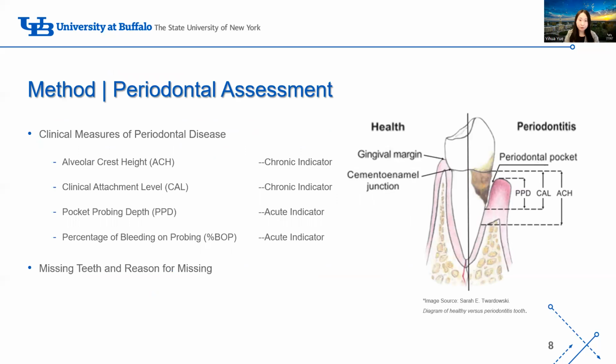At each visit, 4 clinical measures of periodontal disease were assessed by dentists: alveolar crestal height, clinical attachment level, pocket probing depth, and the percentage of bleeding on probing. From the image on the right, we can see these measures reflect the gum inflammation, gum recession, and bone loss. The bigger these values, the worse the periodontal status. Moreover, missing teeth and reason for missing were recorded.